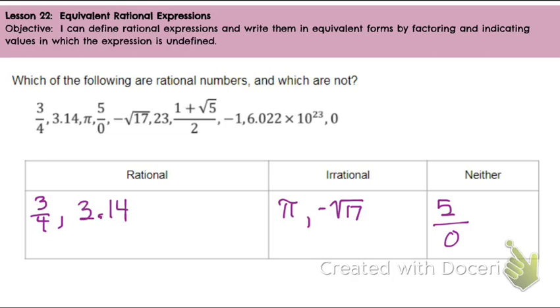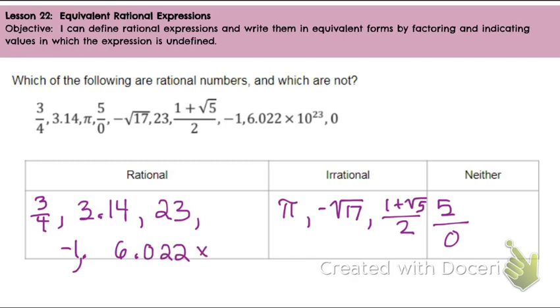Let's see here, 1 plus, skipping 23, that is rational. Then 1 plus the square root of 5, divided by 2, is also irrational, because it has that square root of 5. And then -1 is rational. Sorry, those are blending together for me. And then 6 and 22 thousandths times 10 to the 23rd is rational. And also 0 is rational. Okay? Alright, so now moving on.